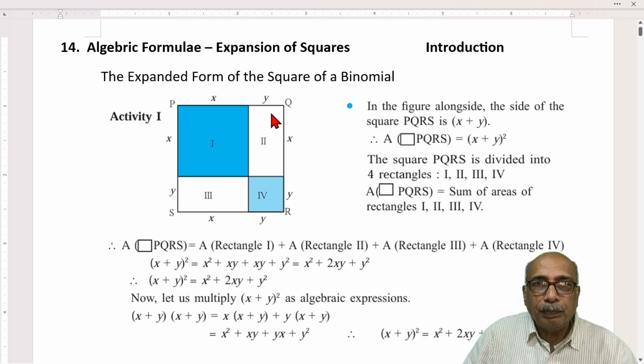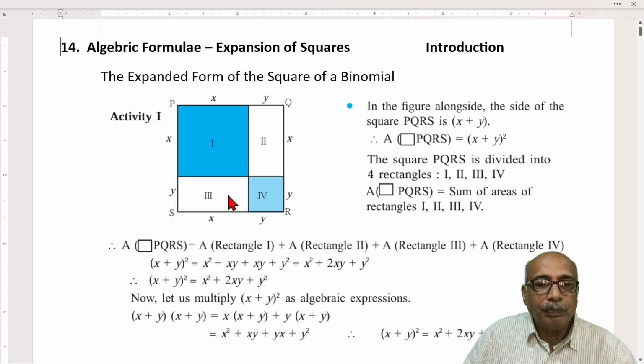Second, the area is given as sides x and y. Third, the sides are given as x and y. Fourth, the side is given as y. So first and fourth are the squares. Second and third are the rectangles. You know, the area of a square is side square and the area of a rectangle is length into breadth.